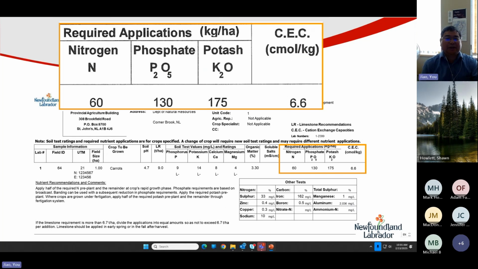The required application section lists nitrogen, phosphate, and potash. Here we use the word phosphate. Basically, the crop absorbs the nutrient P in the phosphate form, either PO4 3-, HPO4 2-, or H2PO4 minus, so it is considered a phosphate. That's the form the crop basically absorbs.